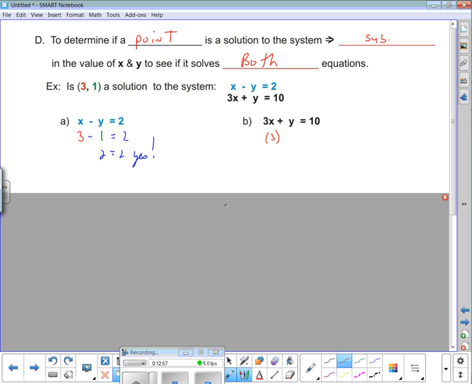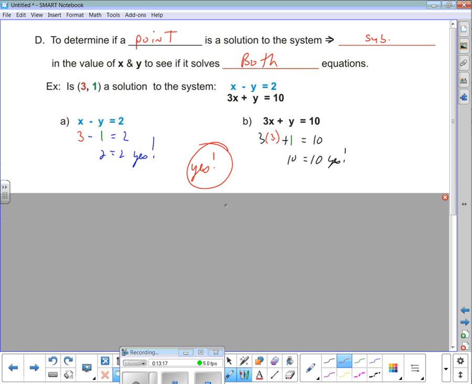Well, here, again, we got to do the same thing. We got to sub in. And we got to find out. 3 times 3 is 9, and 1 is 10. Okay, in this case, that's also a yes. So is it a solution? Yes, it is, because it's yes to both.